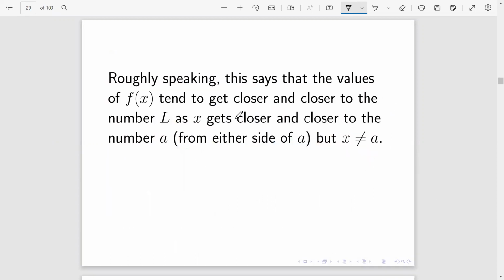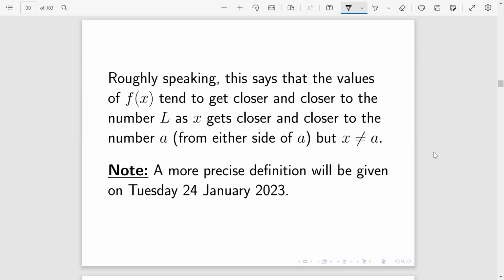So we could say that roughly speaking, the values of f of x tend to get closer and closer to the number L, right? As x gets closer and closer to the number a from the left and from the right. And we get to see how f of x gets closer to L. But otherwise, we don't really care what happens at x equals a. So even if x equals a gives us undefined, we don't really care. We don't want x equals a. We want x around a.